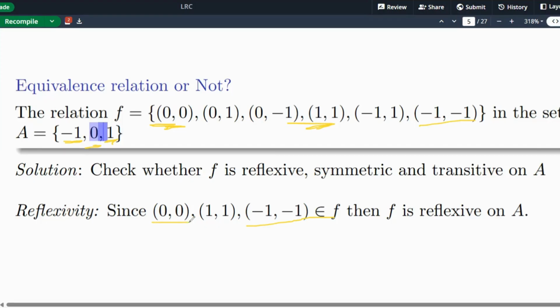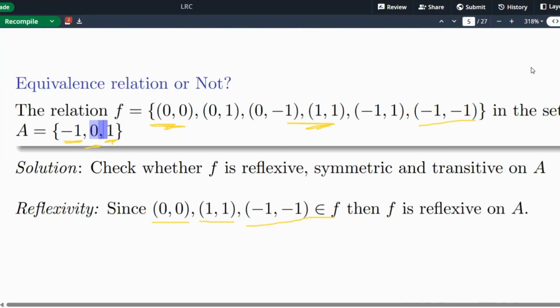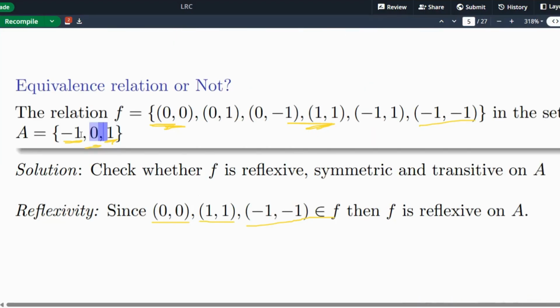So, dahil yung 0, 0, 1, 1, at negative 1, negative 1 is in F, then F is reflexive on A. So, basically, yun yung sinasabi ng reflexive. Lahat ng elements ni A, is related sa sarili niya o jowa niya yung sarili niya. Para mas madaling tandaan.